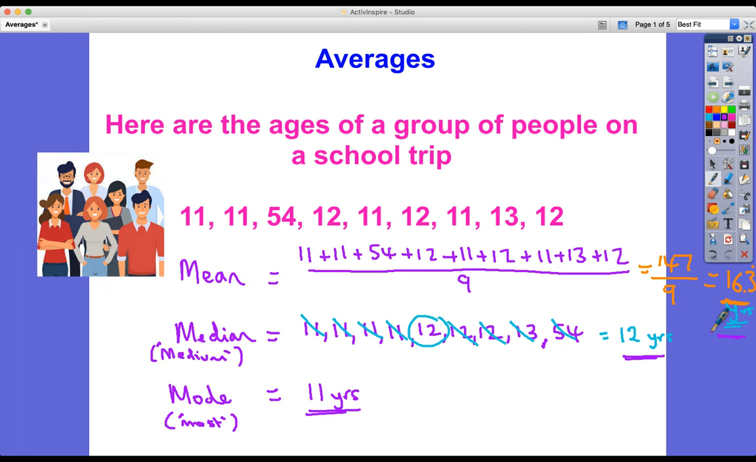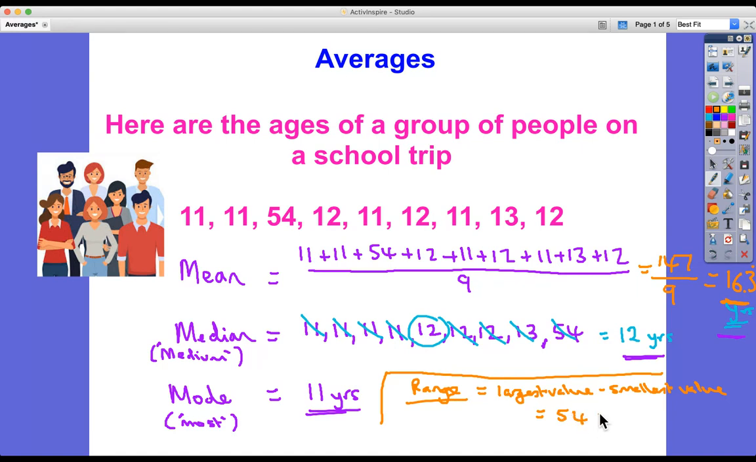The other thing that we might be asked is to find the range. That's one more statistic. It's not an average, but it is another statistic that is usually taught alongside these averages. The range is basically the range of values, so you take the largest value and you subtract the smallest value. In this case, you'd get 54 minus 11, which is equal to 43. So the range of values, the difference between the highest and the lowest age, is 43 years.